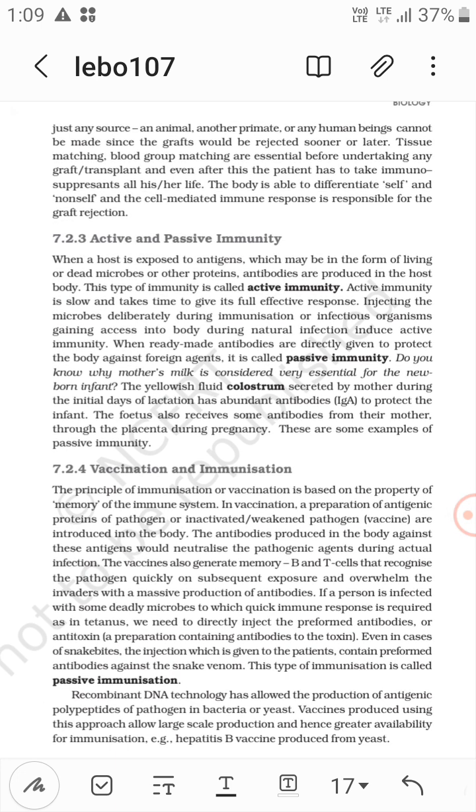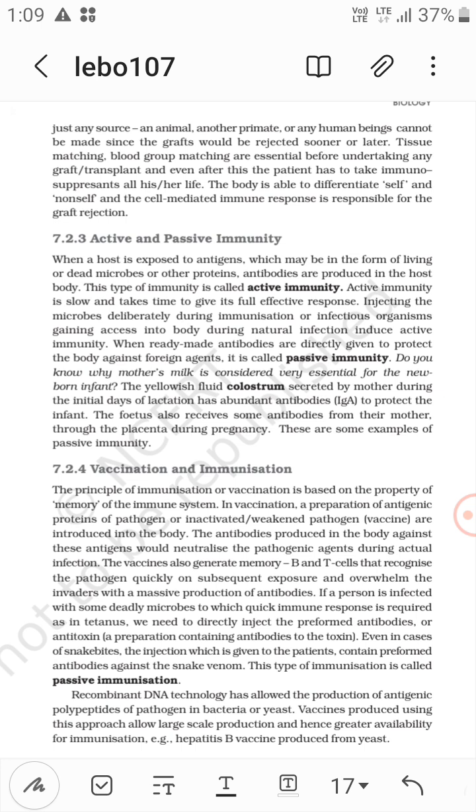When a host is exposed to antigens, which may be in the form of living or dead microbes or other proteins, antibodies are produced in the host body. This type of immunity is called active immunity. Active immunity is slow and takes time to give its full effective response.